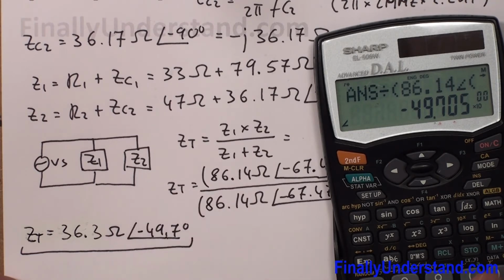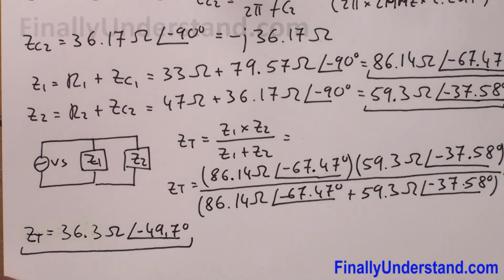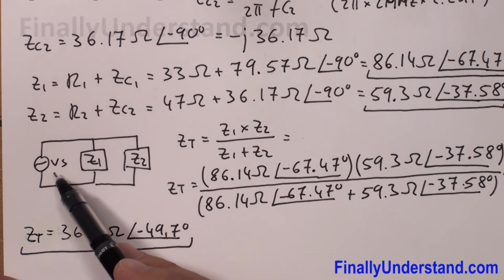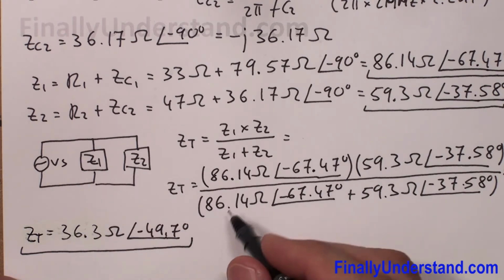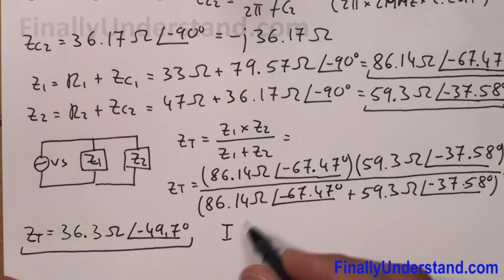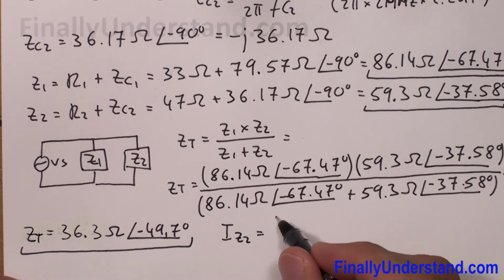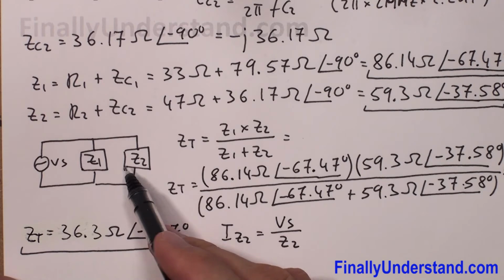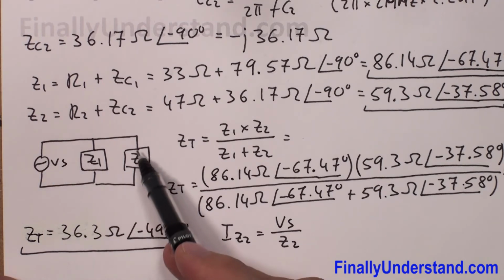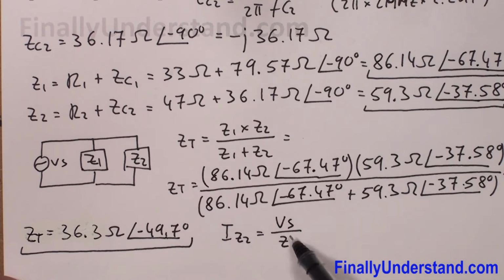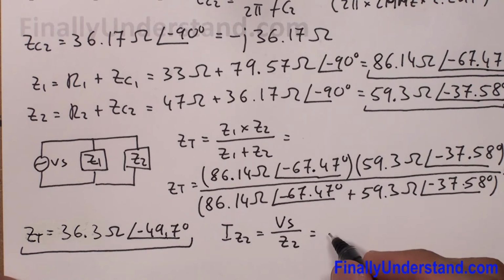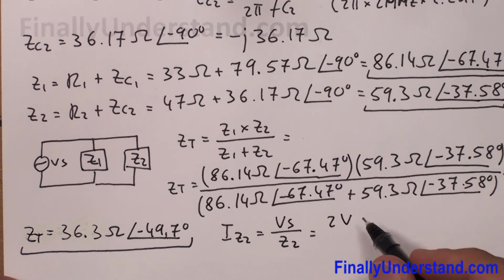Okay, so I simply have to realize that this is parallel circuit and the voltage across impedance Z2 is my voltage source. So let me write this down over here. I Z2 is equal voltage source over Z2 because this is the parallel circuit. One more time, voltage source is going to appear across impedance Z2. That's why I'm going to use simply Ohm's law. So voltage source is equal 2 volts RMS divided by Z2.